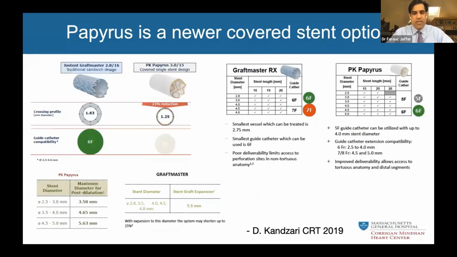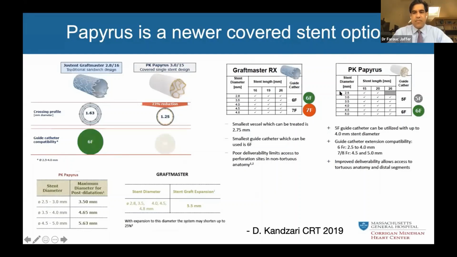Papyrus is a newer stent. This was released from Biotronik in the US about a year ago now, and this has really changed our ability to deliver thinner strutted stents. There's a lower crossing profile, only one coverage of plastic, PTFE.